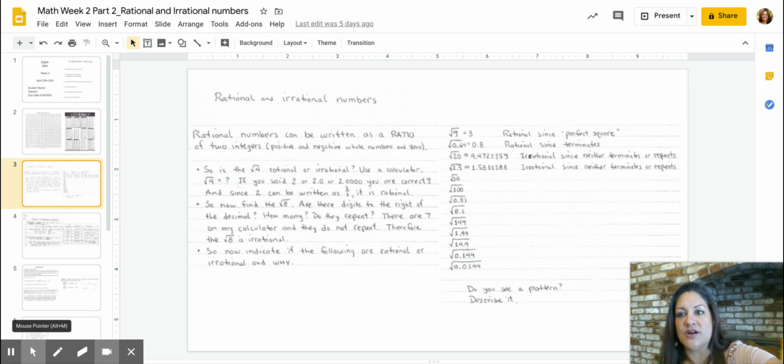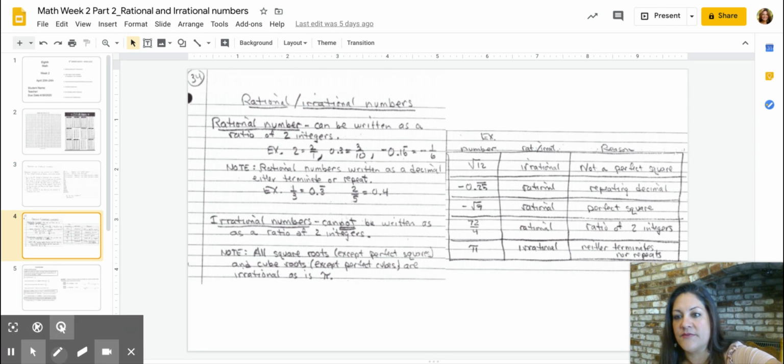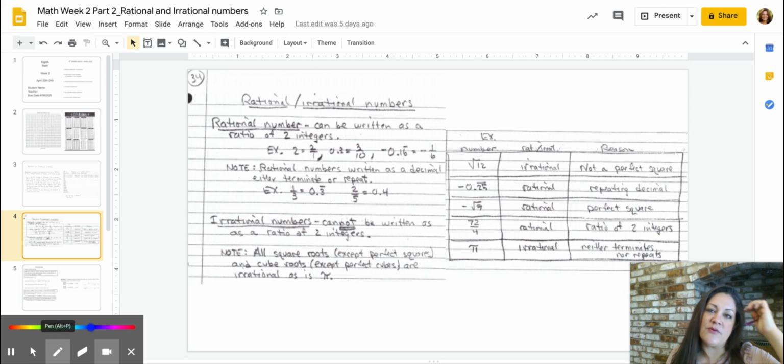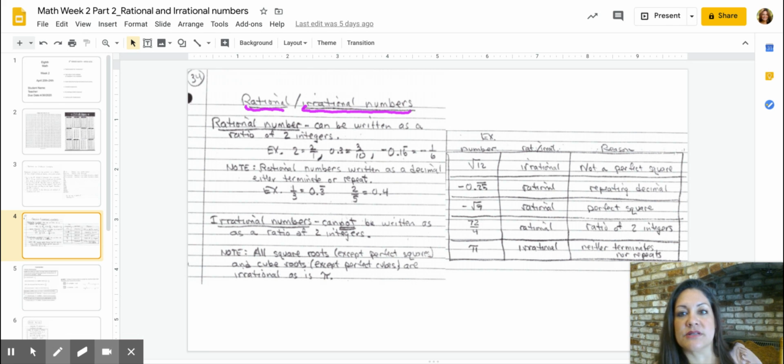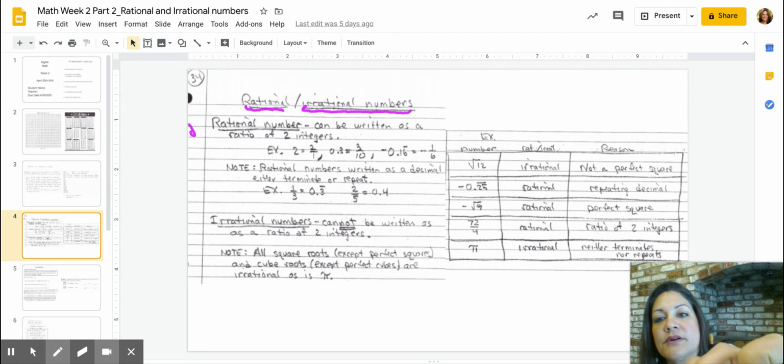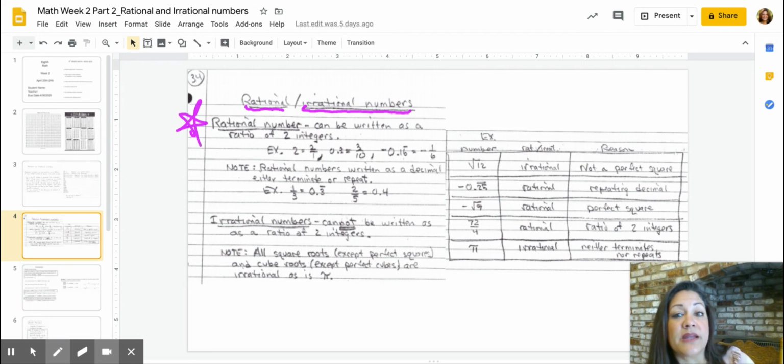Here are our notes. Okay, number 34. So copy these down, or you can just simply put it in your notebook, but keep them since these are a great resource for high school. Rational and irrational numbers. A rational number can be written as a ratio of two integers. So our example is 2 equals 2 over 1.